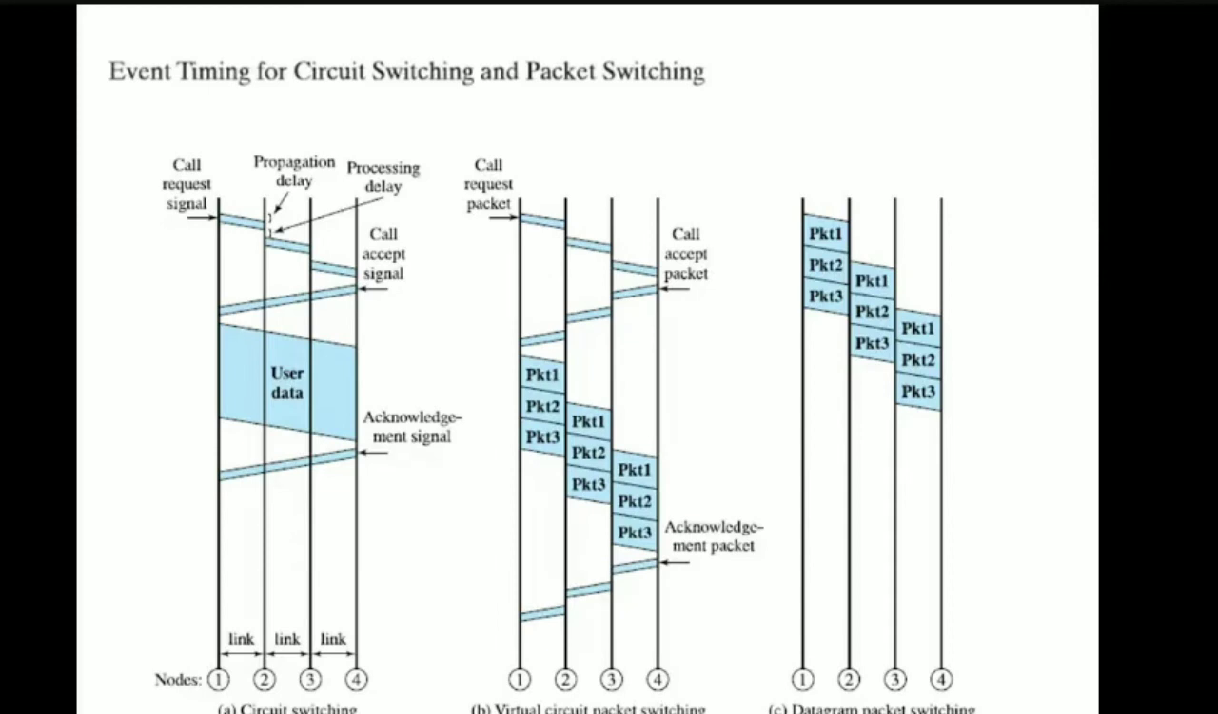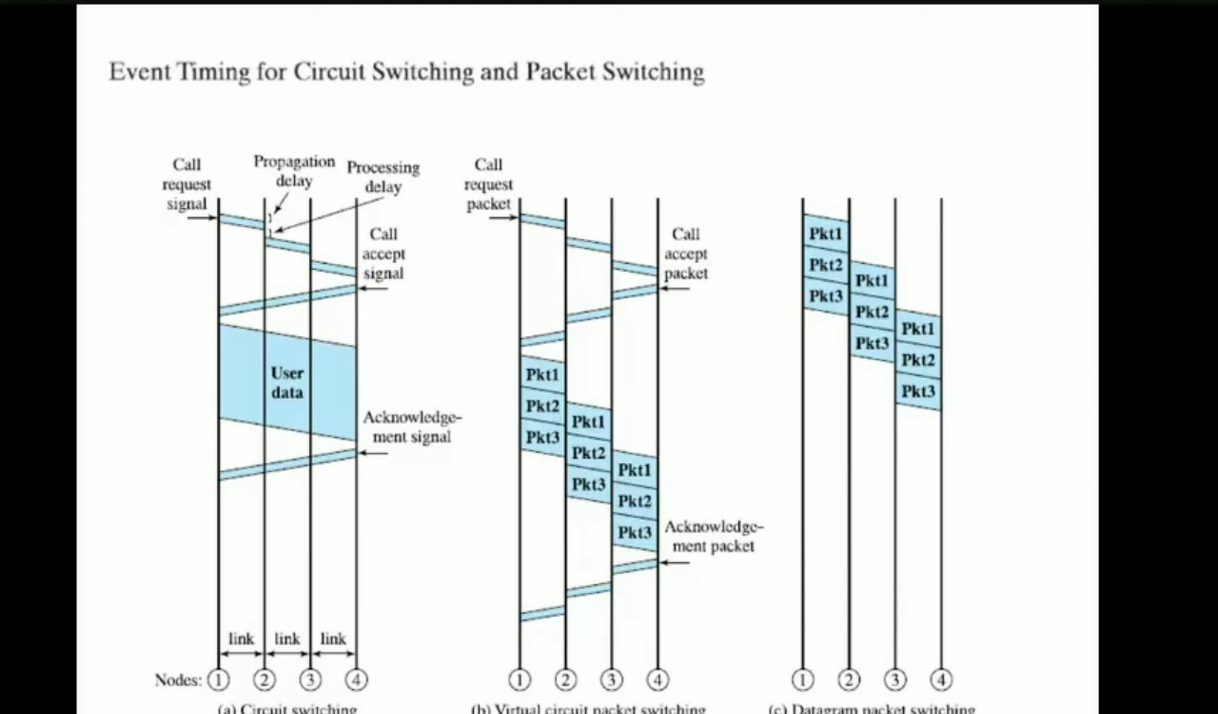So first of all, on the left, circuit switching. Initially, a call request signal will be there. Let us say we are sending information from node 1 to node 4. Initially the call request signal goes from node 1 towards node 4. Obviously there will be some propagation delay, and also processing delay, as the next node has to process the request to see whether it is ready to accept the connection or not. Obviously there is propagation delay and then processing delay also. What is propagation delay?